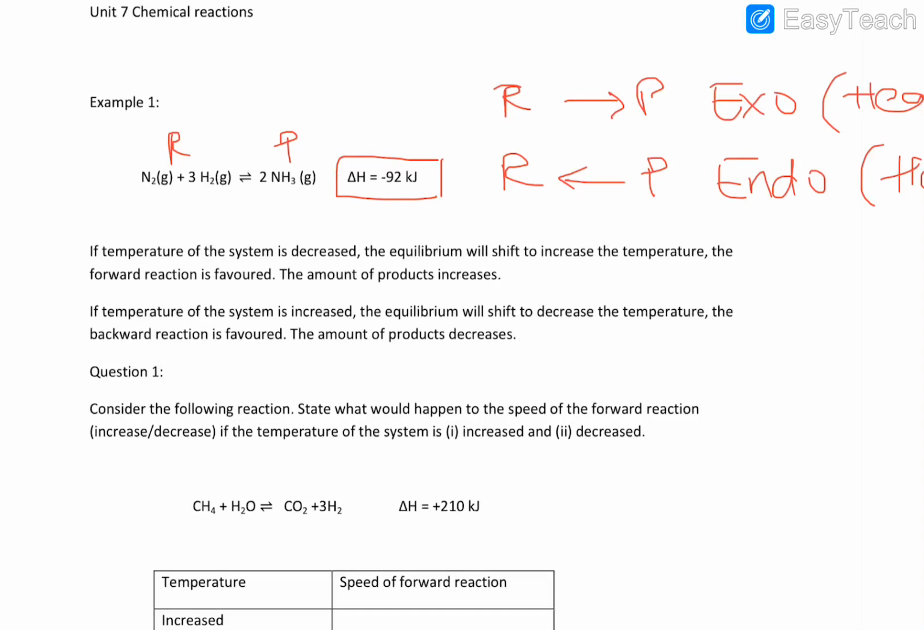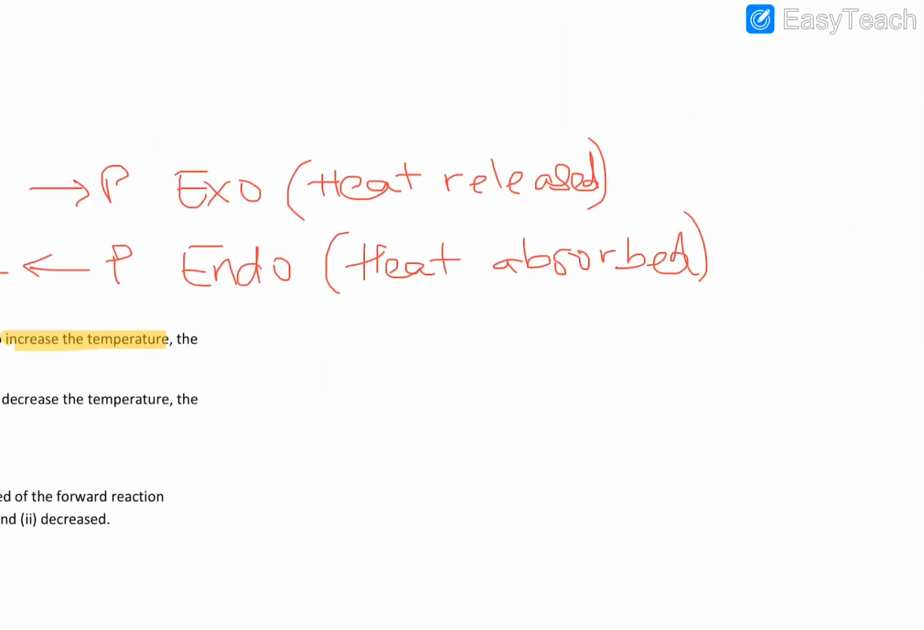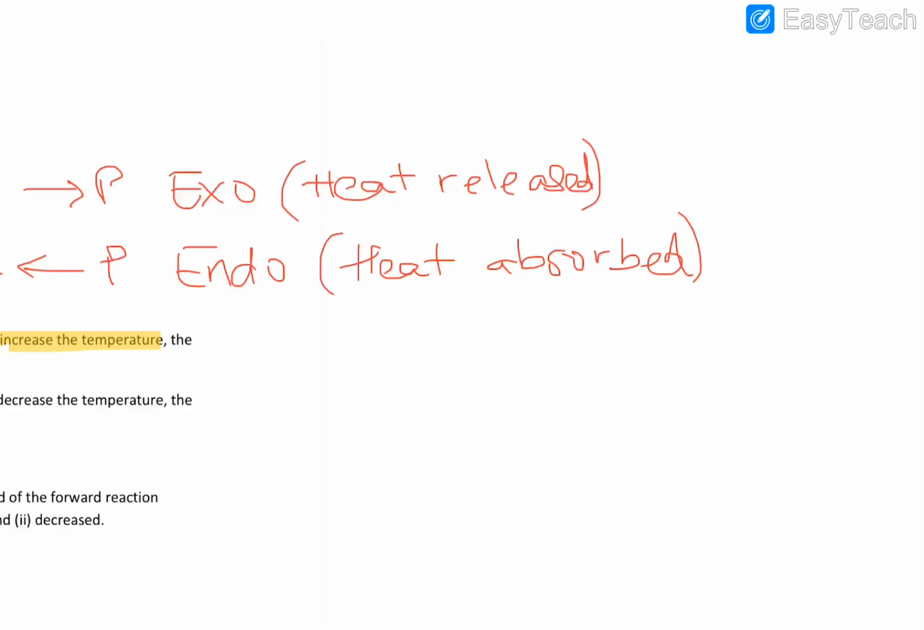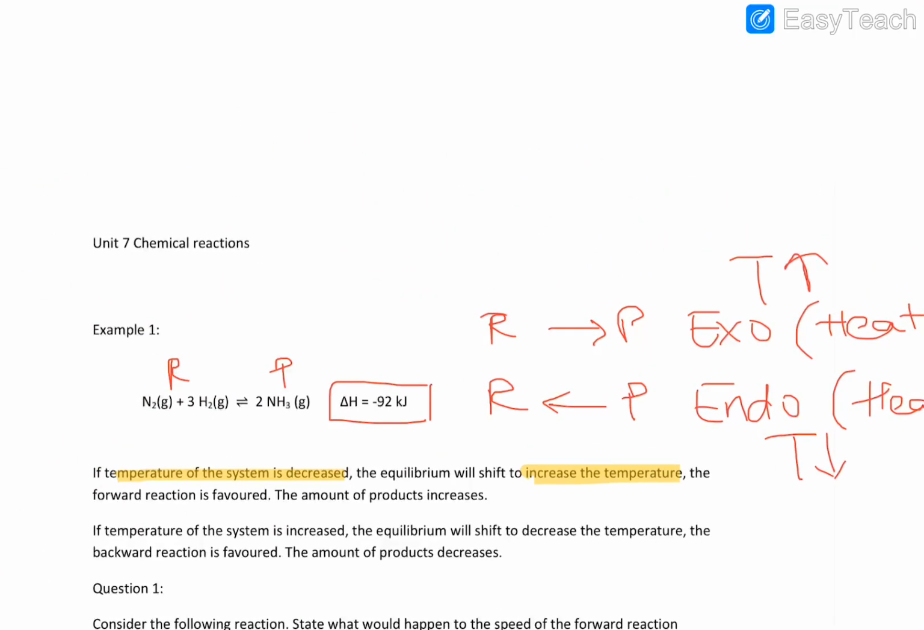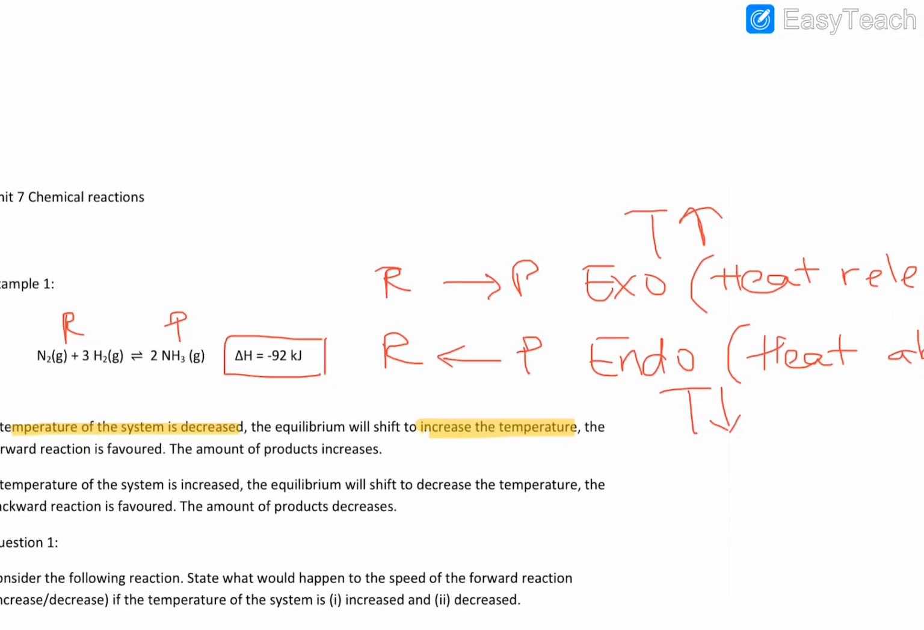Now, if the temperature of the system is decreased, so we are decreasing the temperature, the equilibrium is going to do the reverse thing. The equilibrium will oppose it and try to increase the temperature. For it to increase temperature, which side should be favored? If it is exo here, exo means temperature goes up. If it is endo here, it means temperature goes down. So the forward reaction, temperature goes up, reverse, temperature goes down.